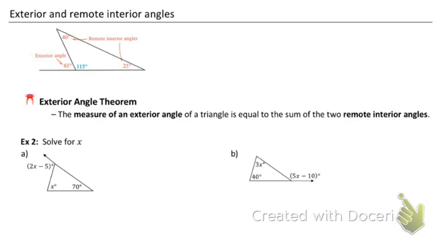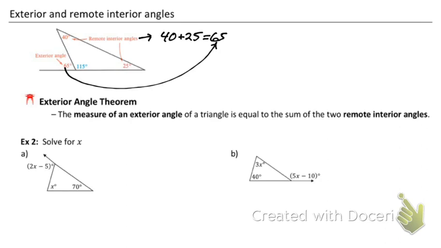So if this is my exterior angle, my remotes are the ones farthest away. I do want to point something out here. If you add your remote interior angles, it'd be 40 plus 25, which equals 65, which is actually the sum of your exterior angle. That is not a coincidence.